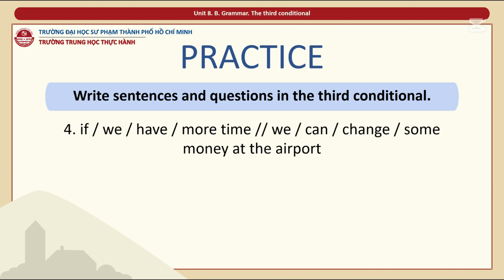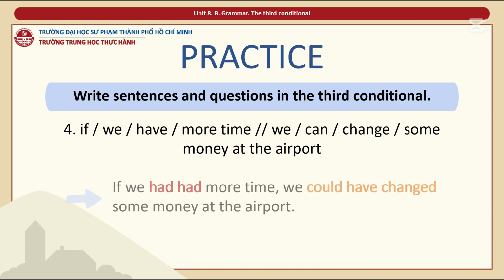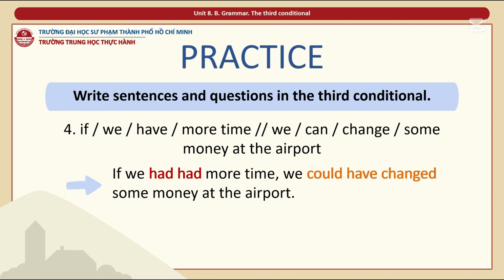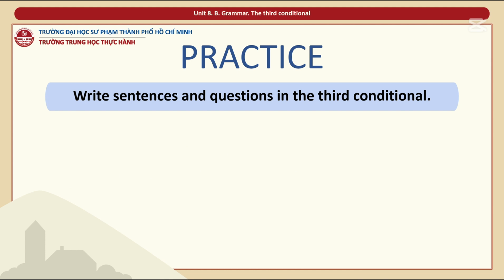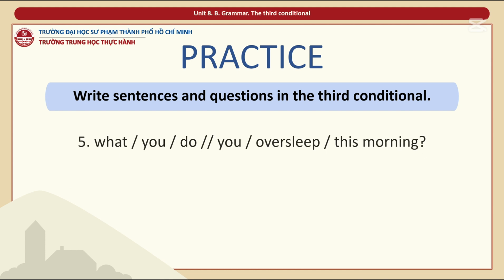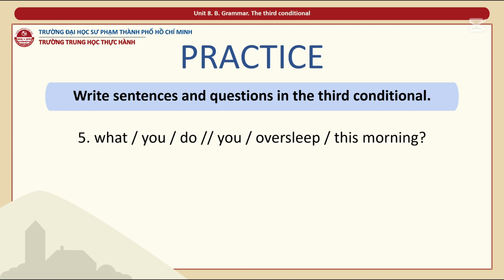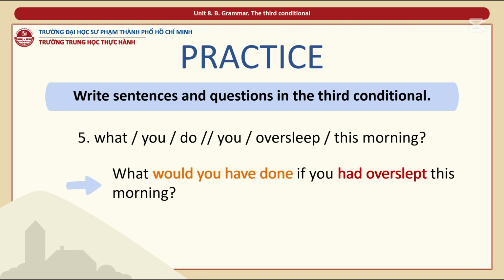And now question 4. If we have more time, we can change some money at the airport. Correct. That should be, if we had had more time, we could have changed some money at the airport. Last but not least, number 5. What you do, you oversleep this morning. You nailed it. What would you have done if you had overslept this morning?